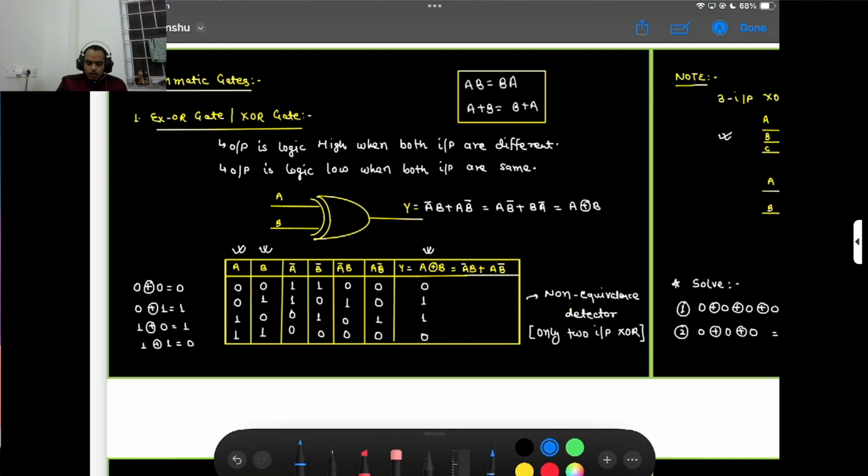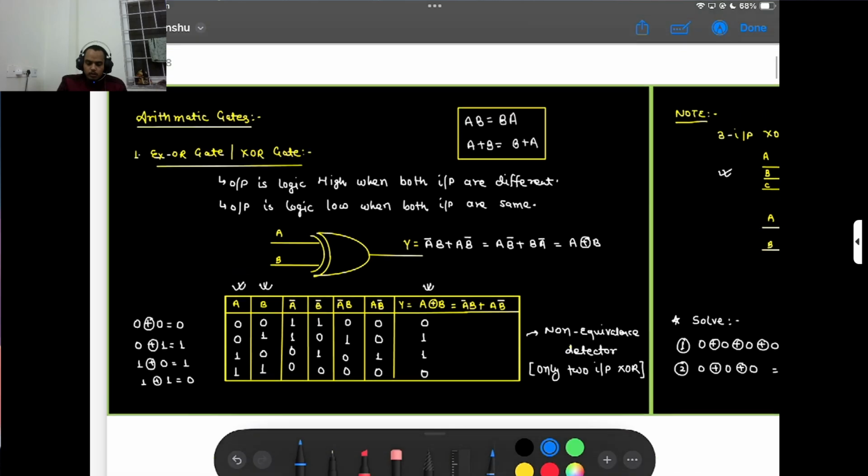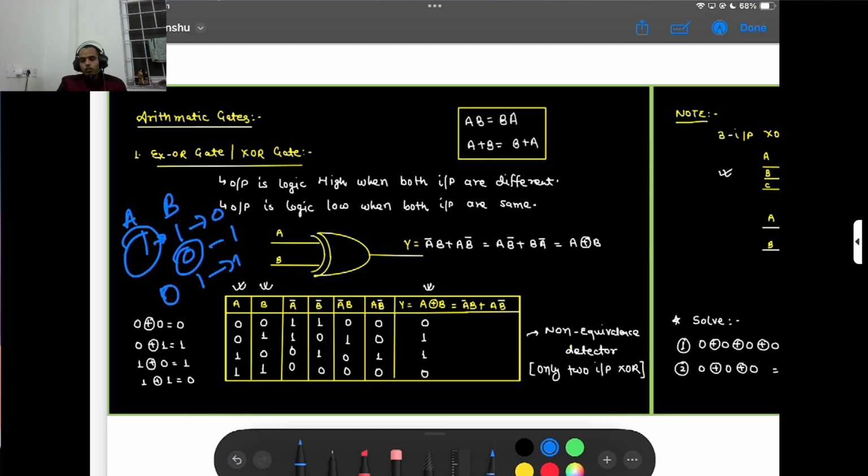Now the XOR gate. What is an XOR gate? The output is logic high when both inputs are different. If my A is 1 and my B is 1, then the output is 0. But if A is 1 and B is 0, then my output is 1. If B is 1 and A is 0, then the output is 1. So if both inputs are the same, then my output is 0, and if both inputs are different, then my output is 1. This is for a two-input XOR gate.